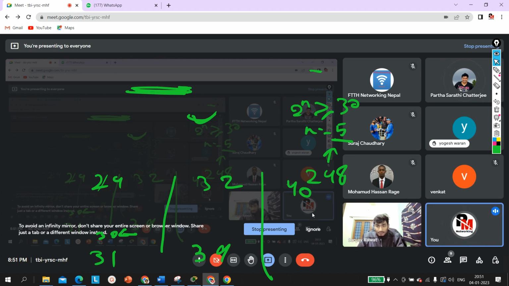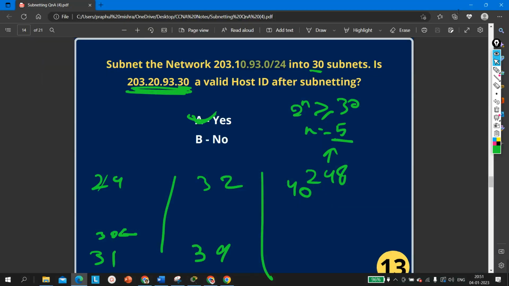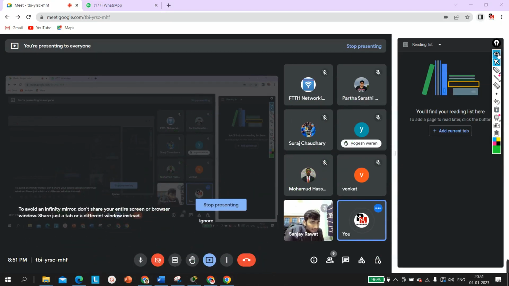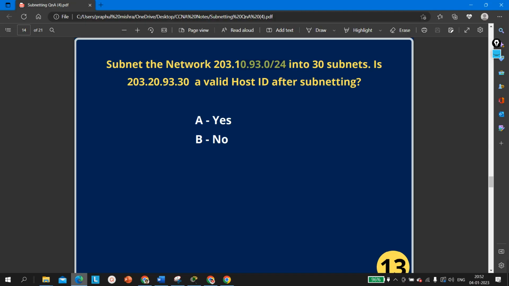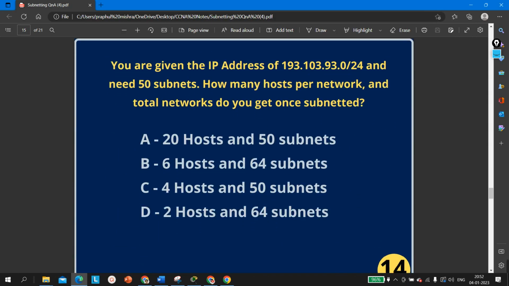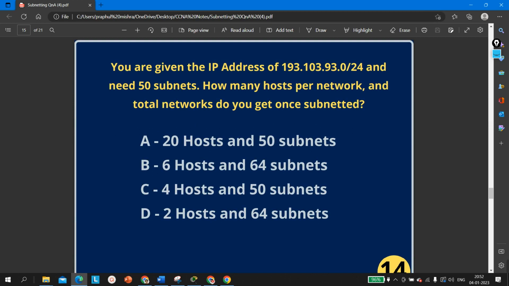Okay, so fine. Now subnetting is clear to everyone. Let me check the next question. You are given the IP address 193.103.93.0/24 and need 50 subnets. This time how many subnets are required? 50. We need 50 networks. How many hosts per network and total networks do you get on subnetted?